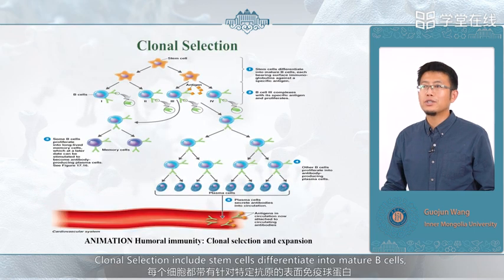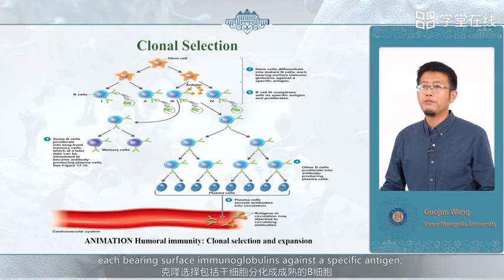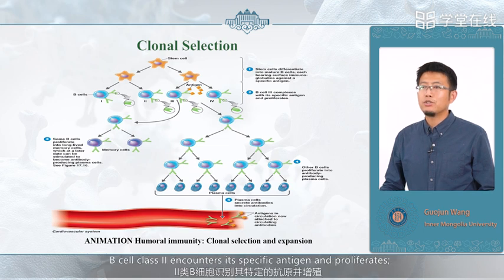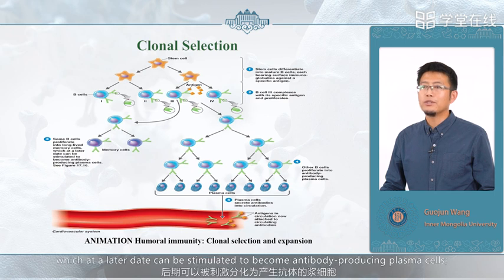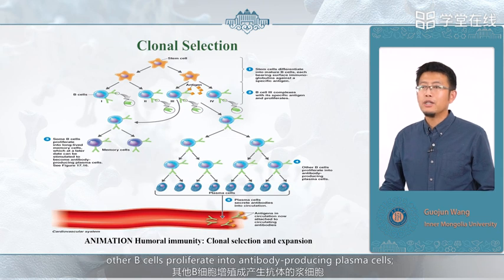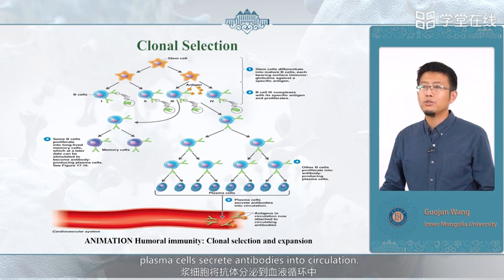Clonal selection includes stem cells differentiating into mature B cells, each bearing surface immunoglobulin against the specific antigen. A B cell encounters its specific antigen and proliferates. Some B cells proliferate into long-lived memory cells, which at a later date can be stimulated to become antibody-producing plasma cells. Other B cells proliferate into antibody-producing plasma cells. Plasma cells secrete antibodies into circulation.